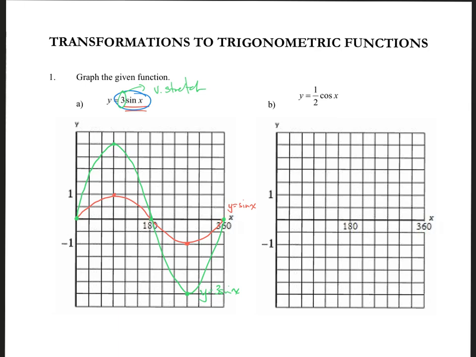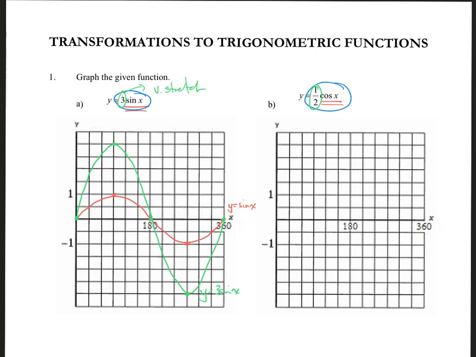What I'd like you to do on B is to tackle both graphs at the same time. Let's put on a quick sketch of what our base cos curve looks like. And then let's go ahead and put on what the whole graph looks like, focusing on the effect of multiplying by 1/2 on the outside of the function. So let's pause the video now, give it a shot.